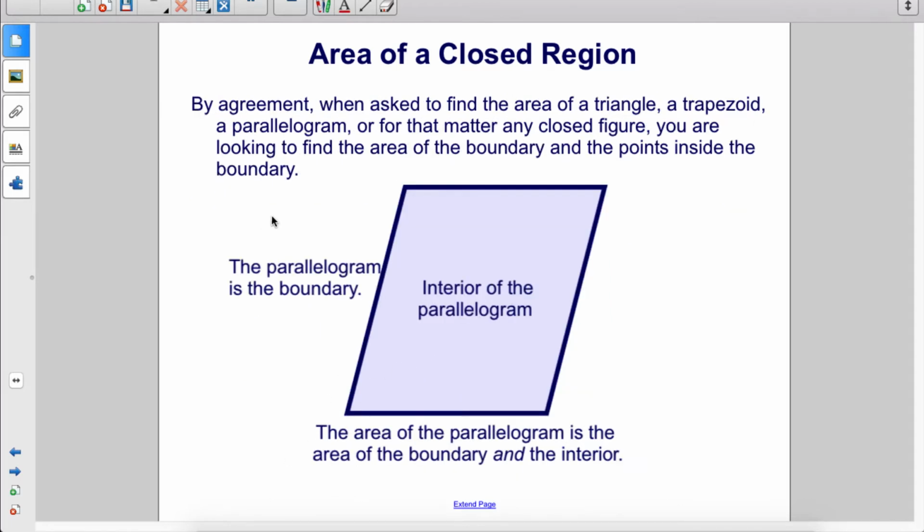By agreement, when asked to find the area of a triangle, a trapezoid, a parallelogram, or for that matter, any closed figure, you are looking to find the area of the boundary and the points inside the boundary. The parallelogram is the boundary. This is the interior of the parallelogram. The area of the parallelogram is the area of the boundary and the interior.